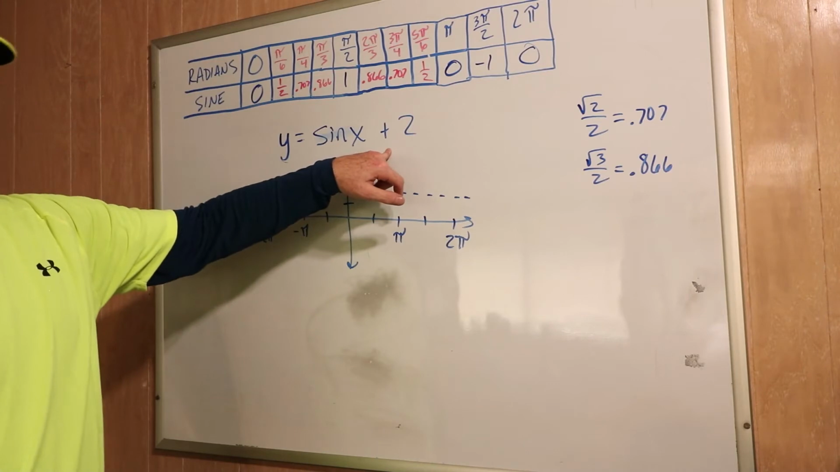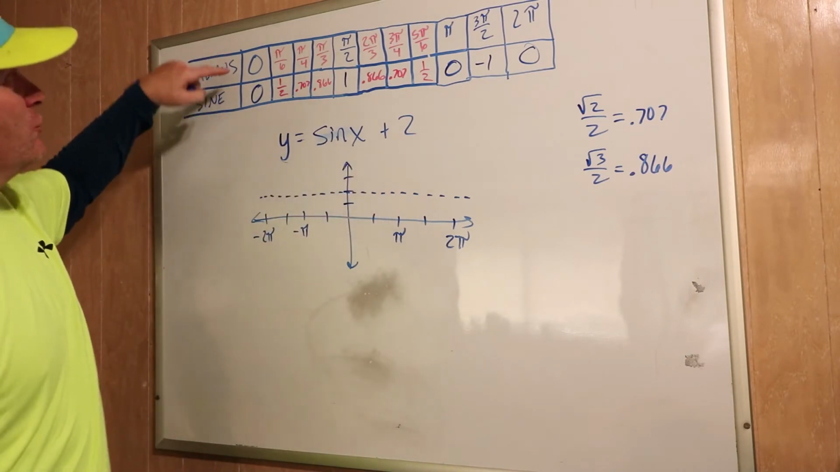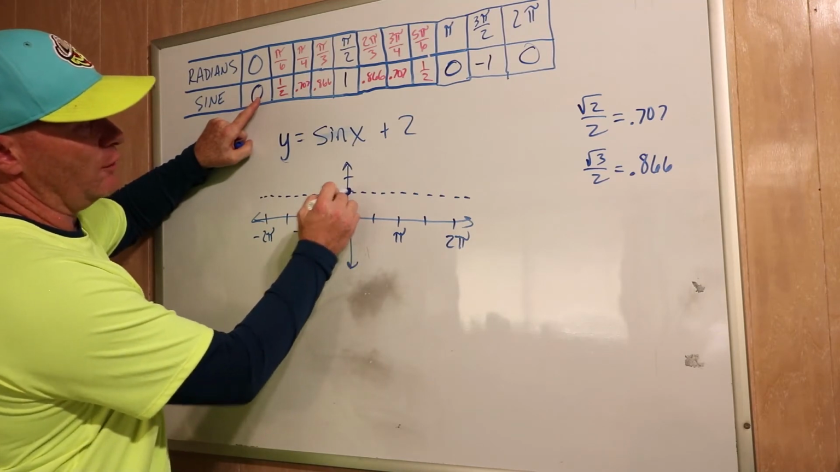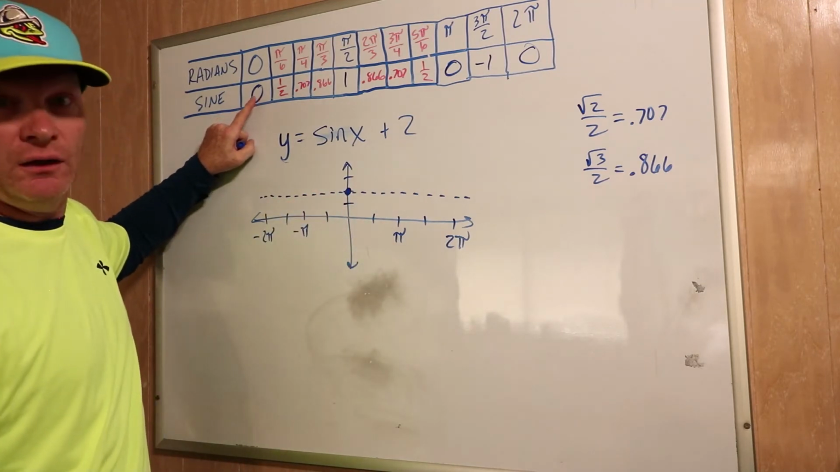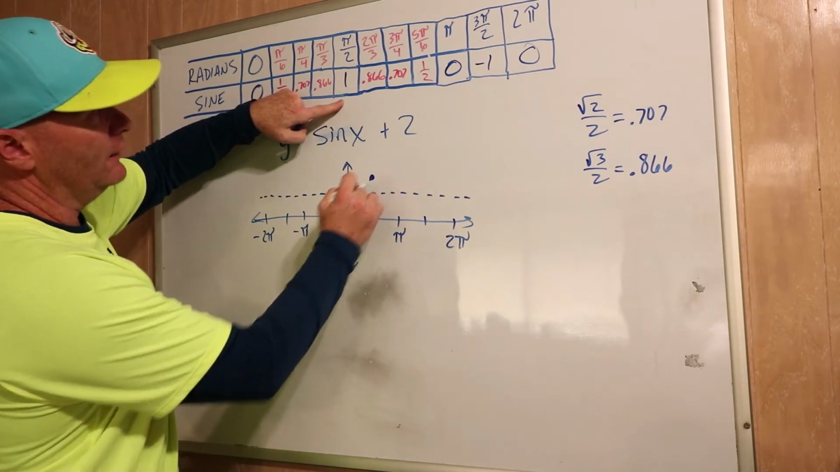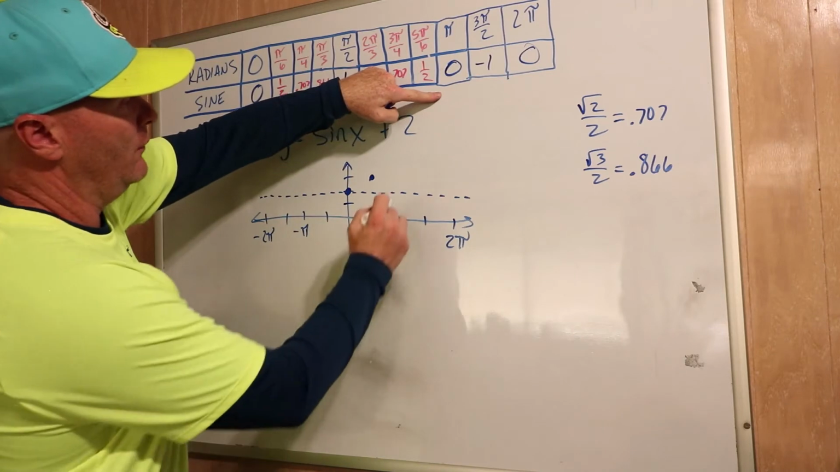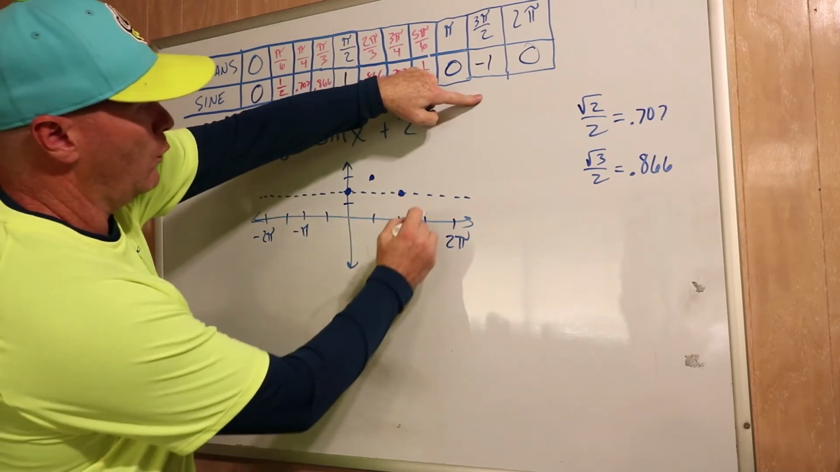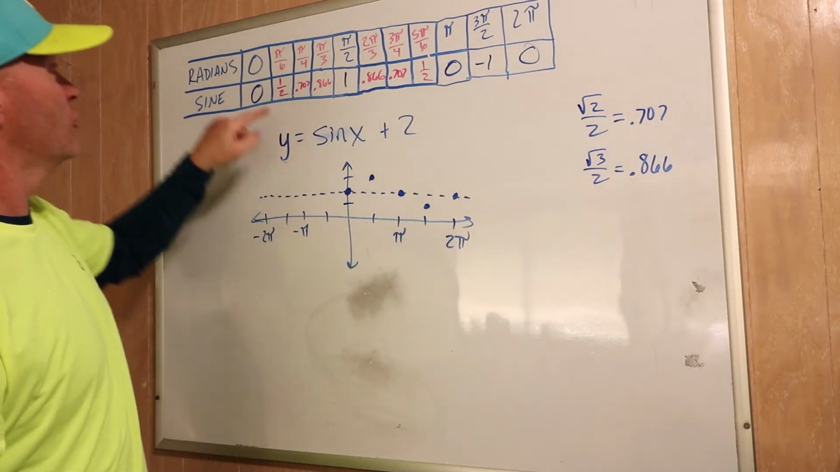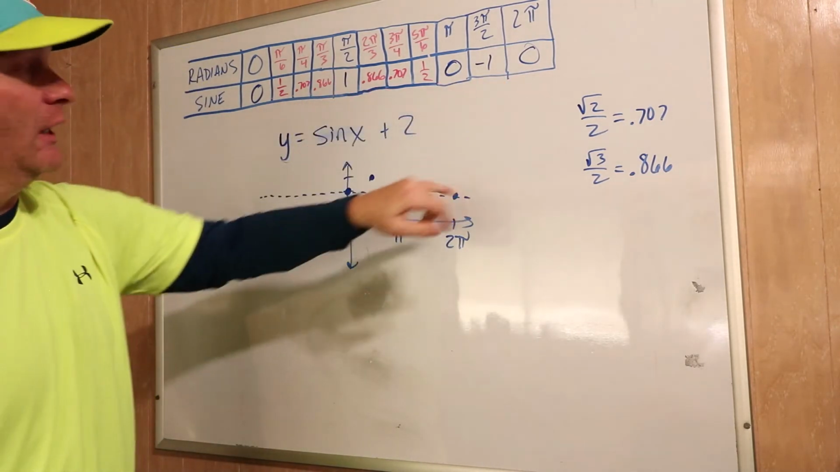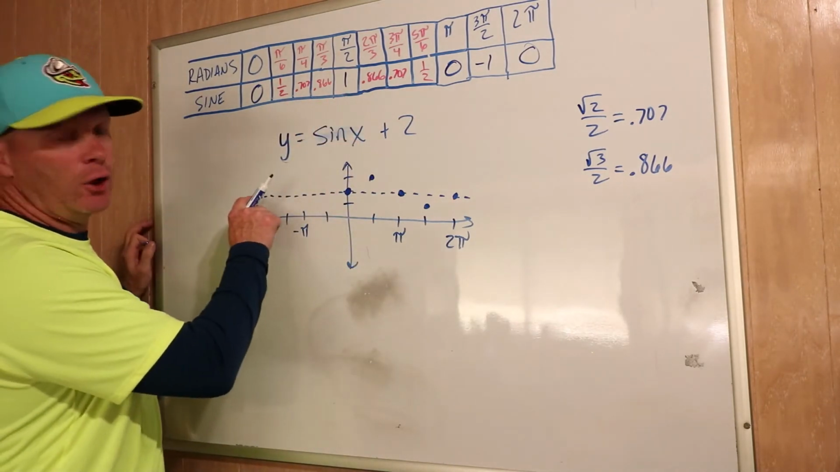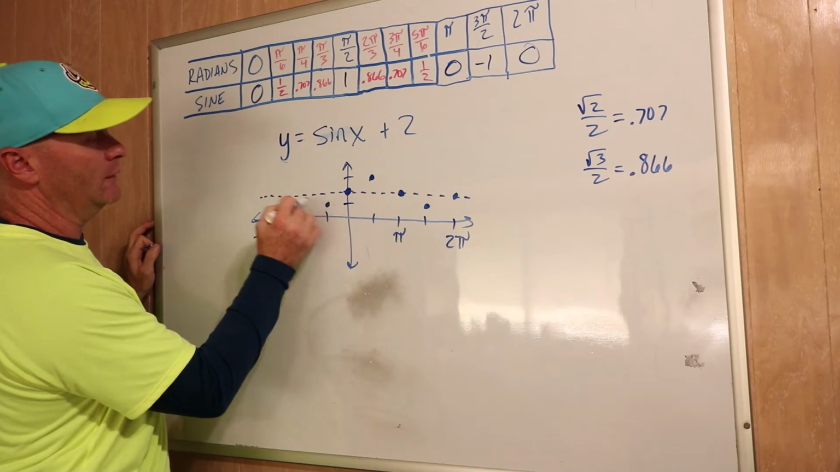Since that's the only transformation, we're just going to use these points, but instead of being 0, 0, since our midline is up there at 2, I'm going to put my first dot on 2. And then I'm going to go 1 above that. I'm going to go back to 0. I'm going to go 1 below the midline, and then back to 0. The other way you could think about it is just graph these points and move all of them up 2. You'll get the same thing. I think in the long run you'll be better off actually drawing the new midline.